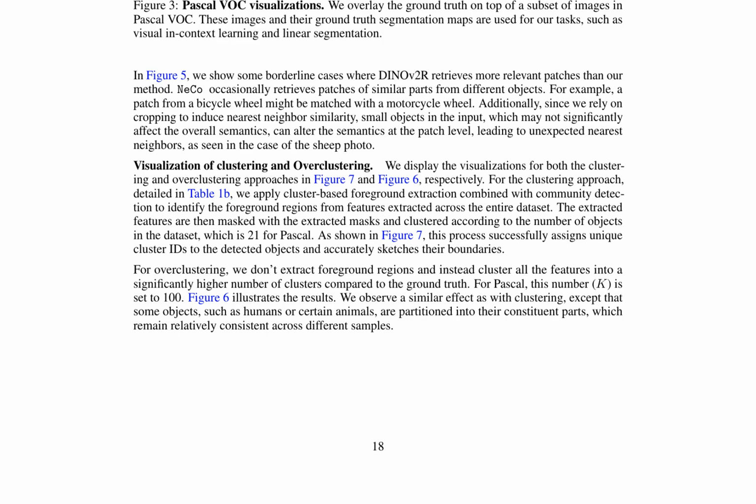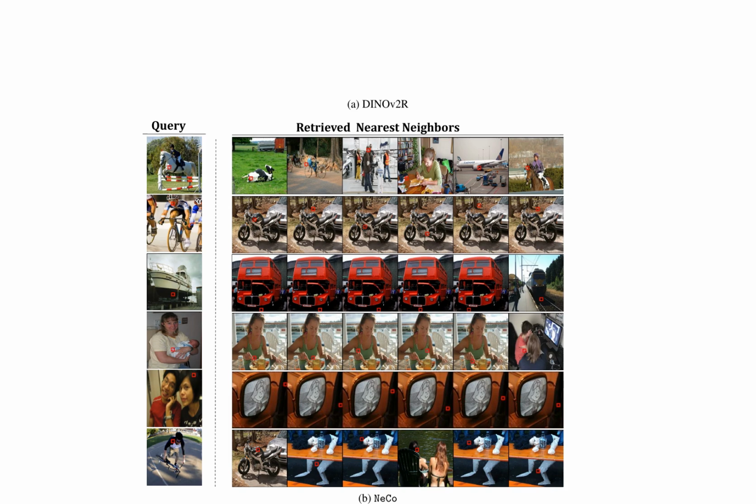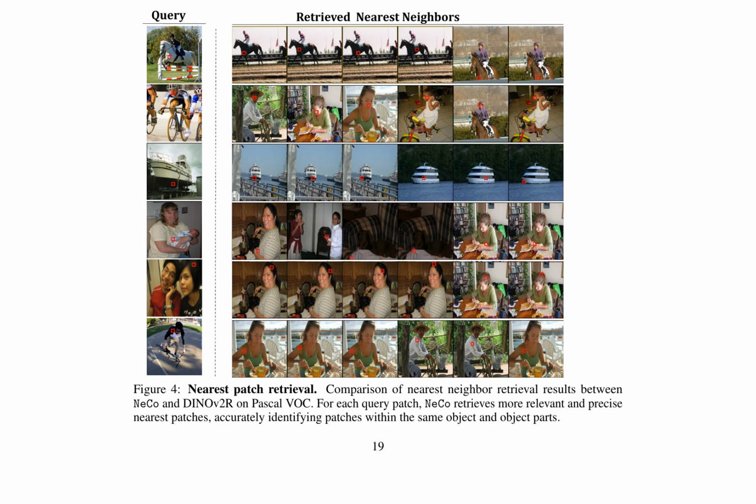Visualizations are provided to illustrate the effectiveness of our method in nearest patch retrieval, clustering, and overclustering, demonstrating its ability to accurately identify and segment objects in images. The research paper discusses the nearest patch retrieval results between NeCo and DINOv2's on Pascal VOC. It highlights how NeCo retrieves more relevant and precise nearest patches, accurately identifying patches within the same object and object parts. This is demonstrated in Figure 4, showcasing the effectiveness of NeCo in this task.